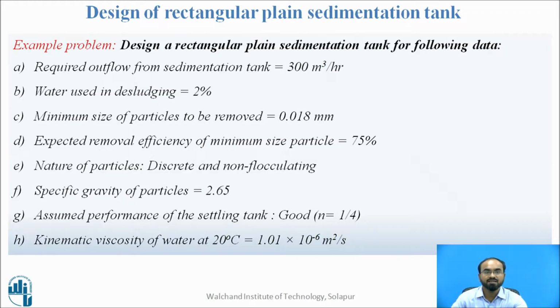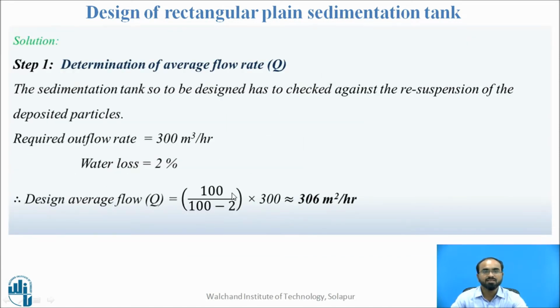Nature of particles will be discrete and non-flocculating. Specific gravity of particles to be removed will be 2.65. Assumed performance of settling tank is good, that is N we have to take to be 1/4. Kinematic viscosity of water at 20 degrees Celsius is taken to be 1.01 into 10 raised to minus 6 meter square per second. So first, we have to determine the average flow rate, that is Q.